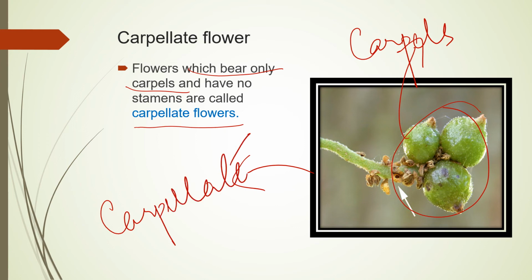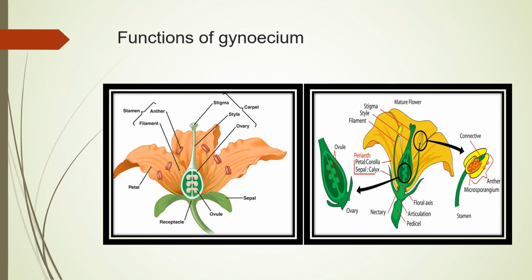Okay, so having only stamen is a staminate flower. Having only carpels is a carpellate flower. So this is a flower which is having only the female part. No male part is present here.